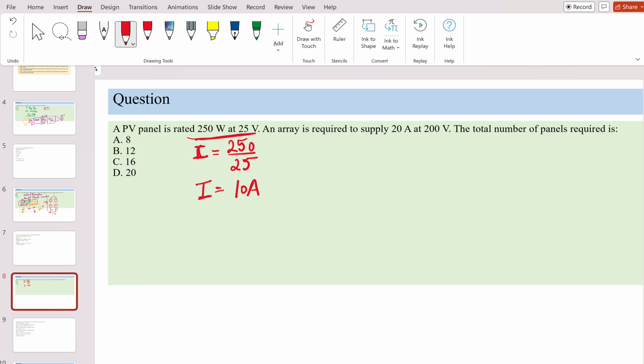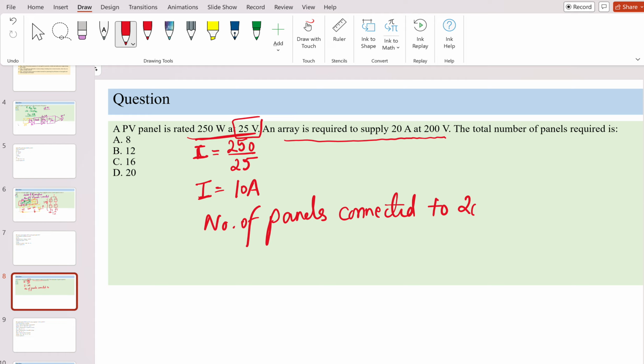Okay, so the array is required to supply 20 amps at 200 volt. But here one PV panel is 25 volt. So you can find out the number of panels connected to supply 200 volt. You can calculate 200 divided by 25, it will come out to be 8.